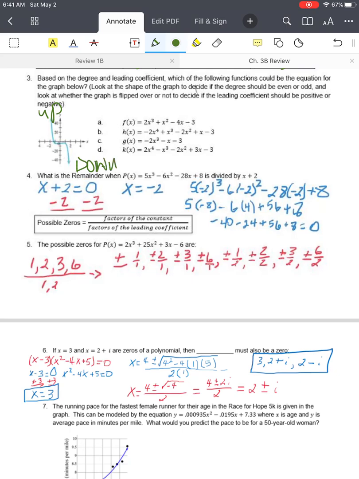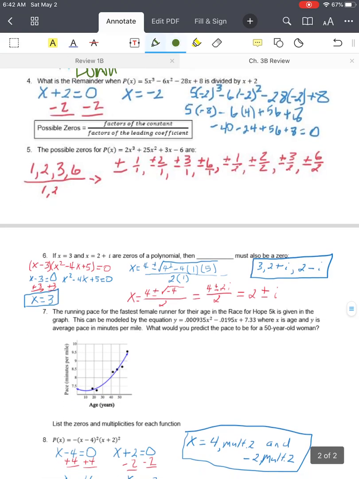If we look at our chart, which I don't have listed here, the chart says that if it's up, down, that's going to be a leading coefficient that is negative and an odd degree. So that's that one right there. It starts up and then goes down. That's g of x, C. All right, moving on.